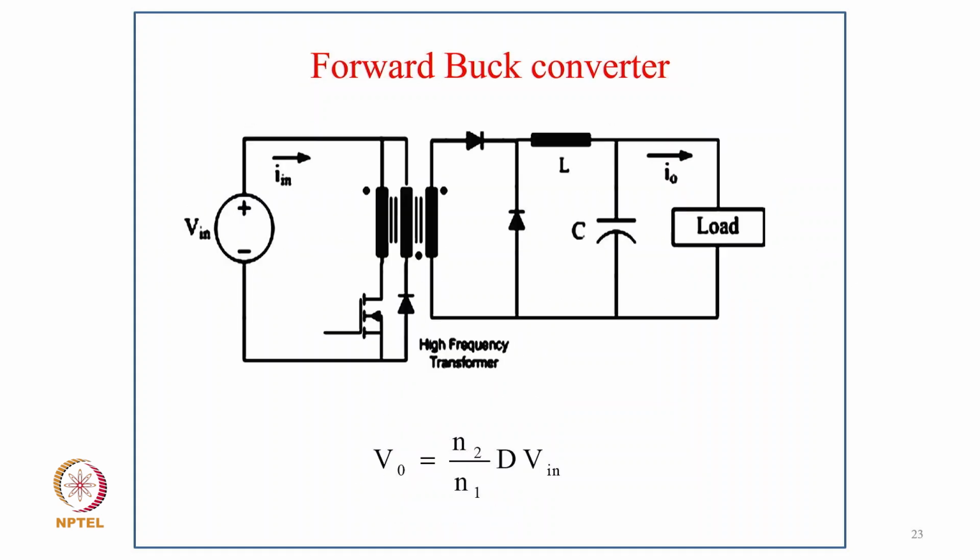So typically, coming to the forward buck converter first, we have output voltage equal to N2 upon N1 into D into Vin. So here the turns ratio of primary to secondary comes into the picture, so that you can adjust to the appropriate desired voltage.